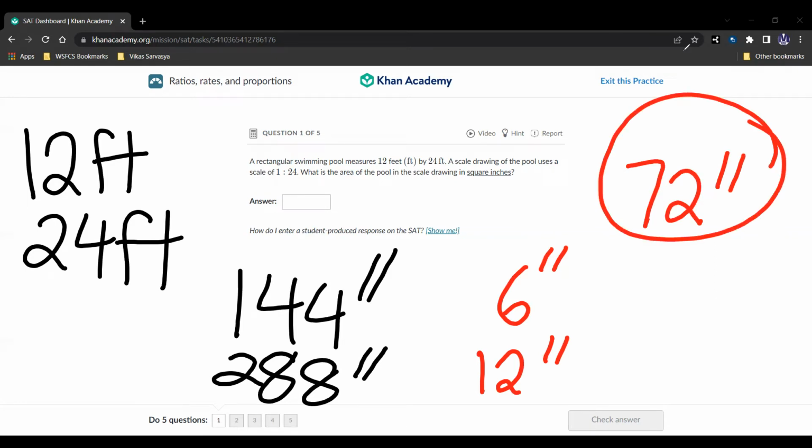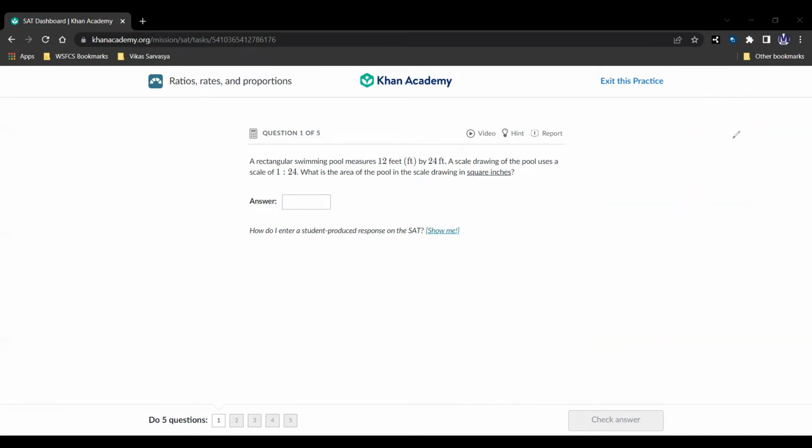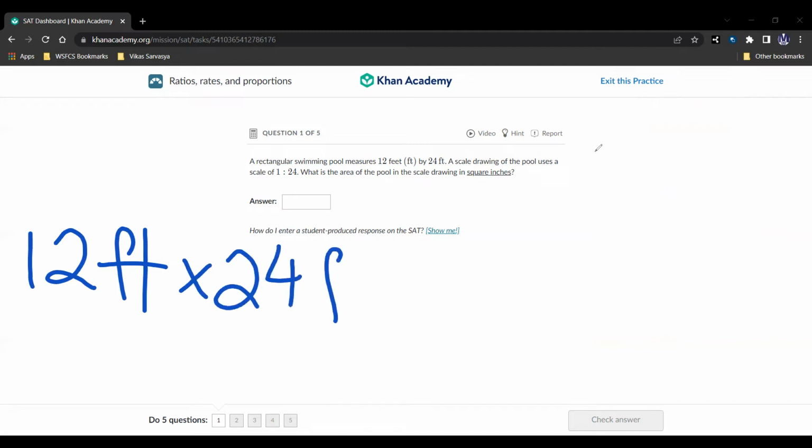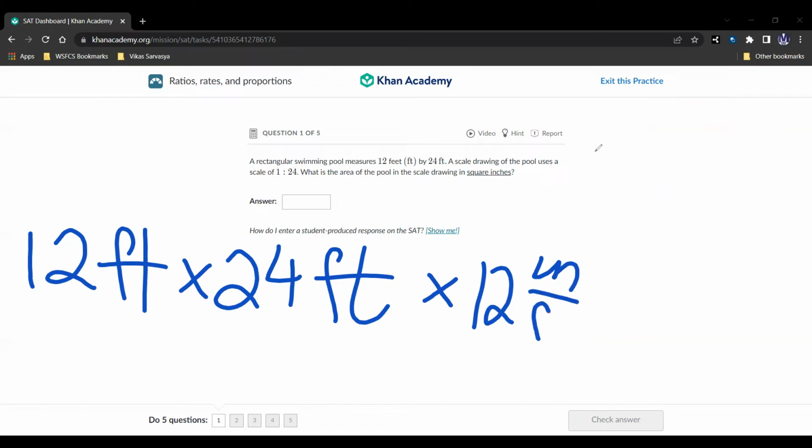Now there is a different way to do this, which still uses the same idea, but it is a bit faster. So you have 12 feet by 24 feet. All right, so just multiply those together. And then for each of those, you have 12 inches to a foot. So you can multiply by 12 inches per foot times 12 inches per foot. And that gives you the whole area in inches.